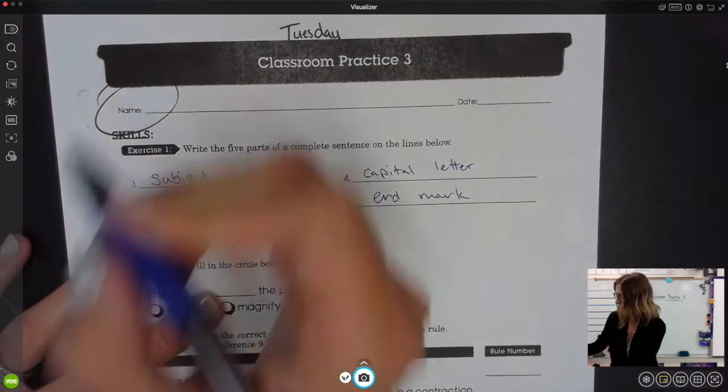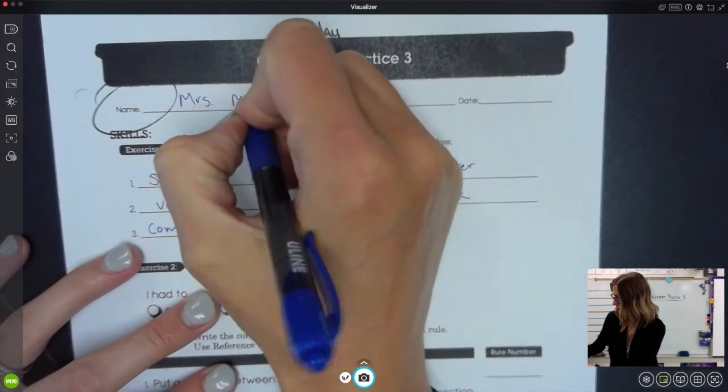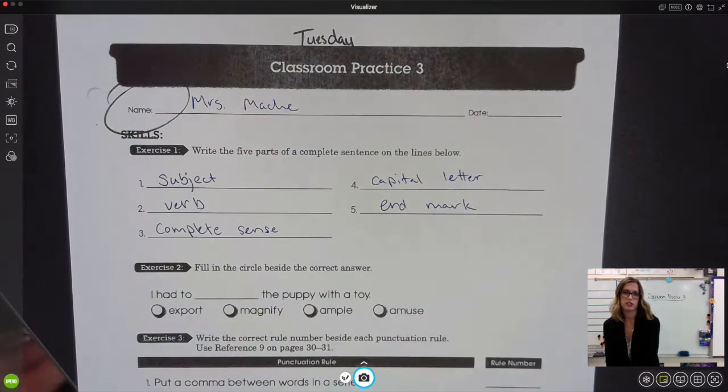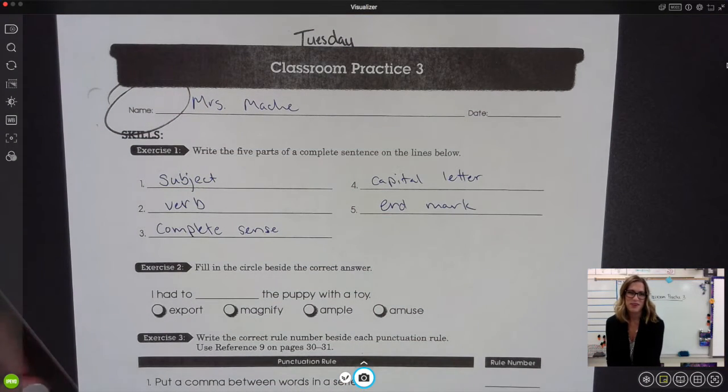So let's make sure also that you got your name on the top. Makes your teacher's life a lot easier when you got your name on all of your work.